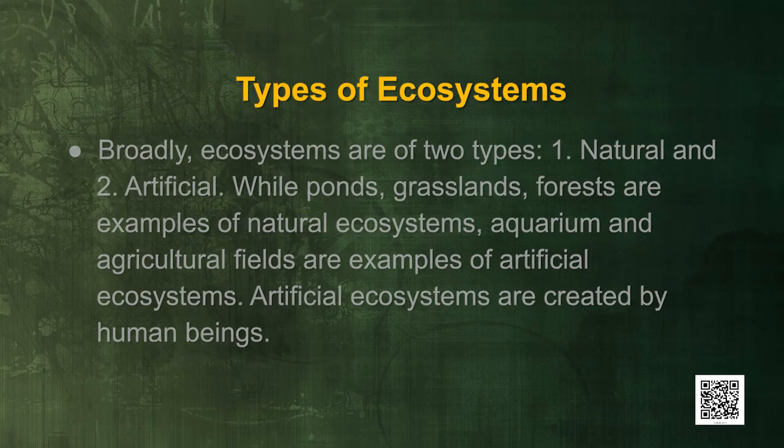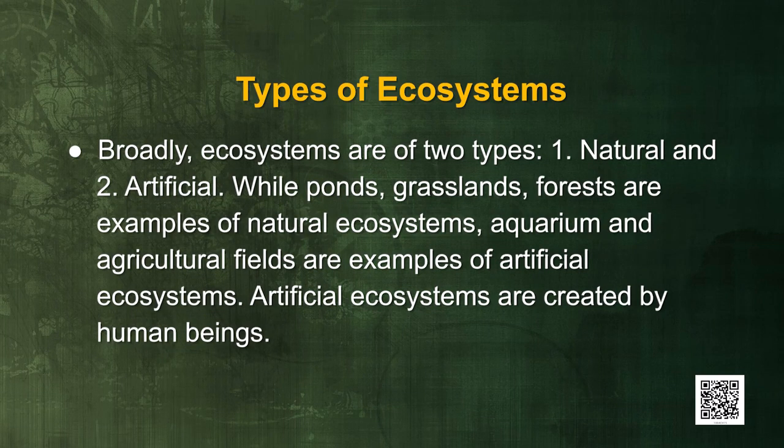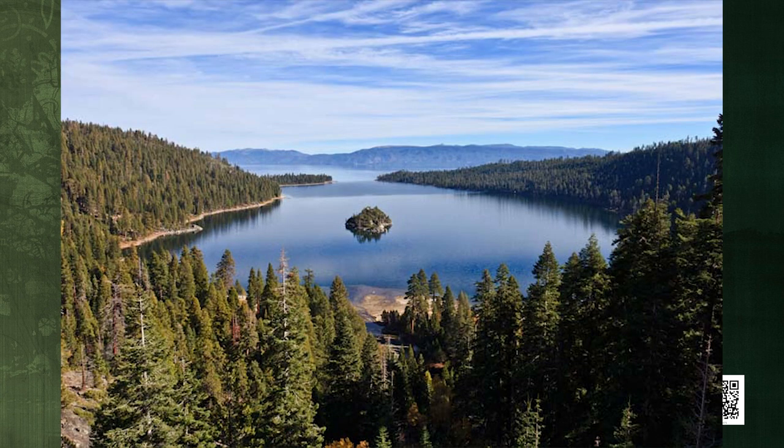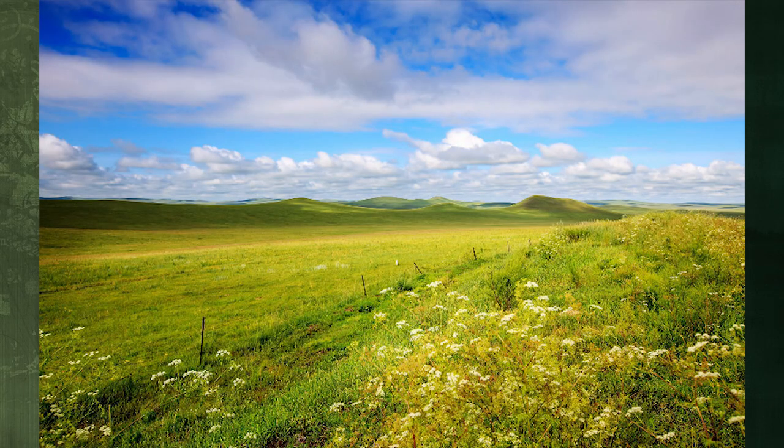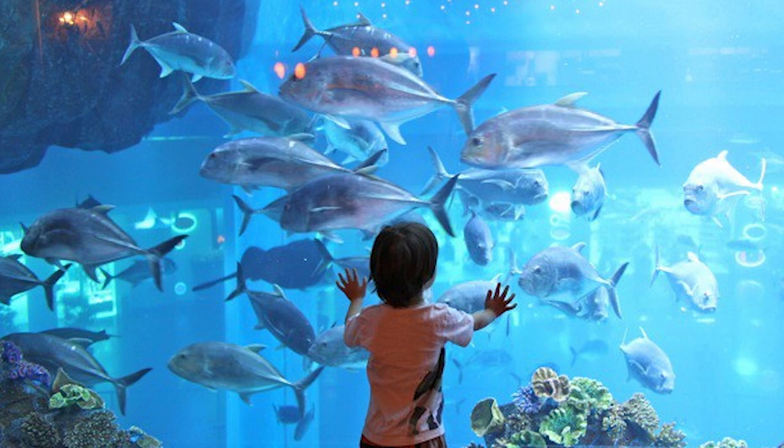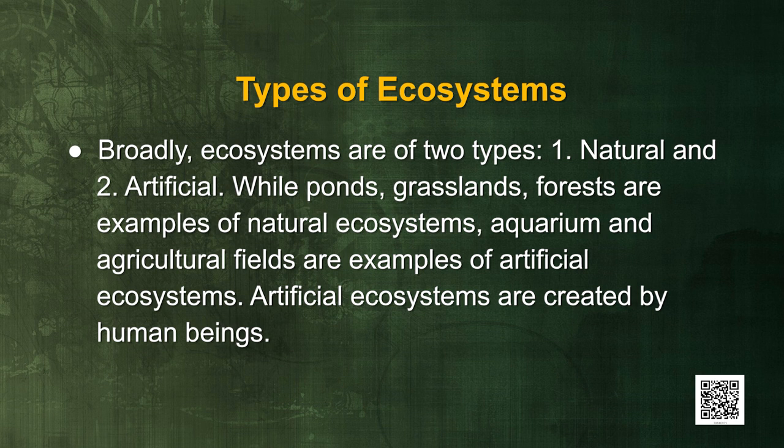Now, let us find different types of ecosystems. Broadly, ecosystems are of two types. We can say natural and artificial. While ponds, grasslands, forests are examples of natural ecosystem, aquarium and agricultural fields are examples of artificial ecosystem. Artificial ecosystems are created by human beings.